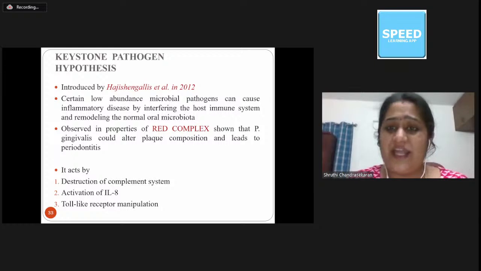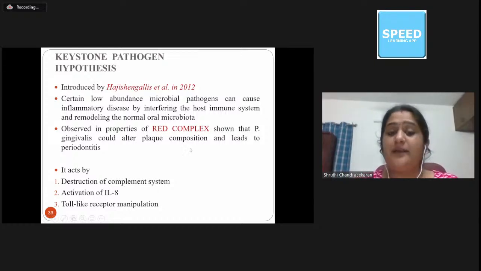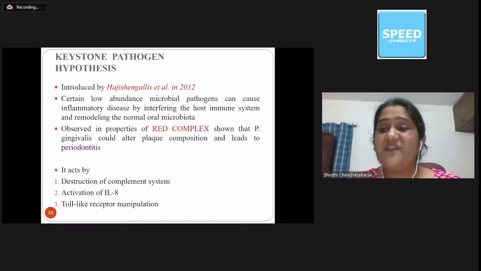Okay, so this is the latest theory which has been given, which is called the Keystone pathogen hypothesis, which was given by Hajishengallis in 2012. He said that there are certain low abundance microorganisms which, even when present in lower numbers, will be able to trigger an inflammatory and an immune response that can cause disease progression. He said that most of these microorganisms are in the red complex bacteria, and it is P. gingivalis, that is Porphyromonas gingivalis, which is considered the keystone pathogen. So a keystone pathogen is one pathogen which even when present in lower numbers or in subclinical numbers will be able to still produce a disease manifestation.